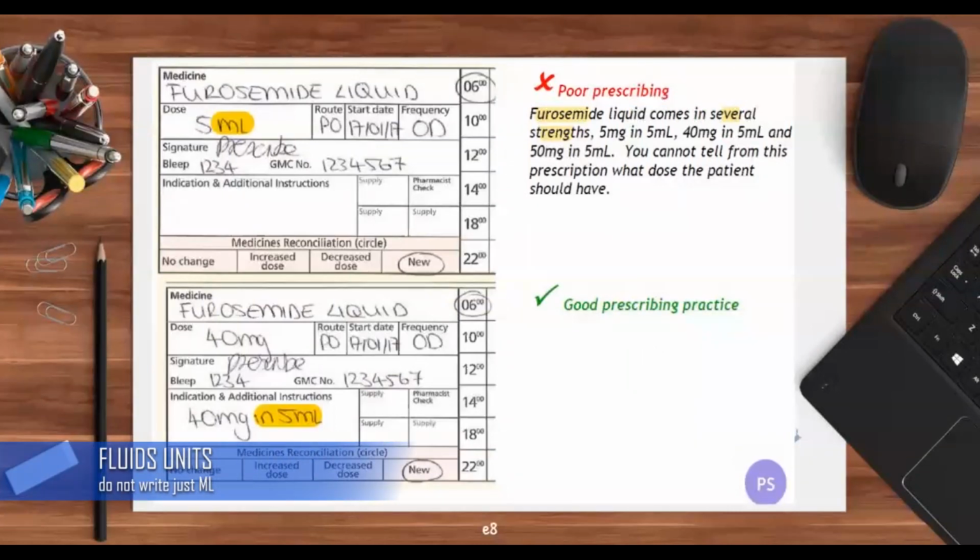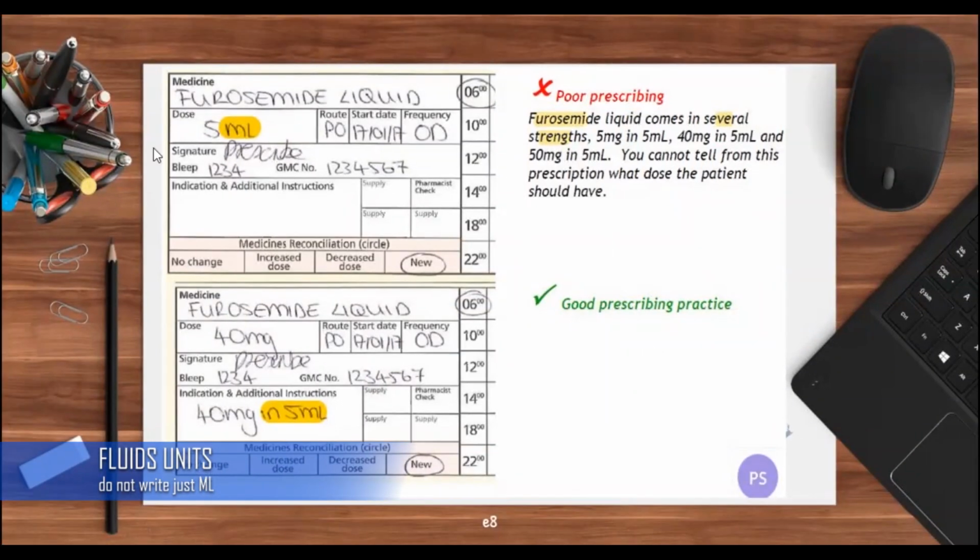Again, for fluid medications, you have to use milligram in ml, like here, 40 milligram in 5 ml.